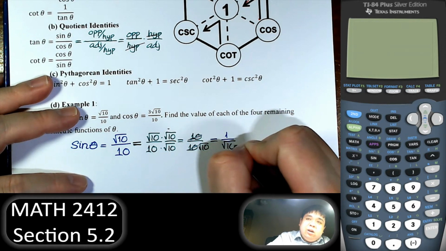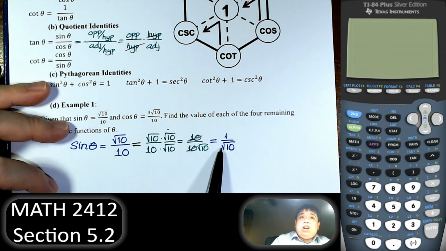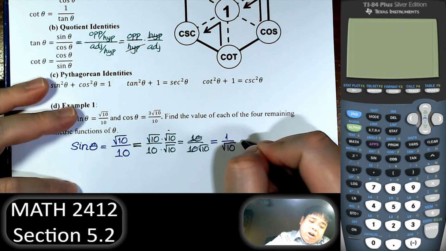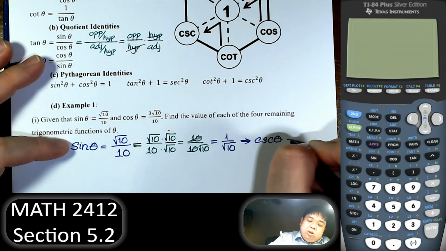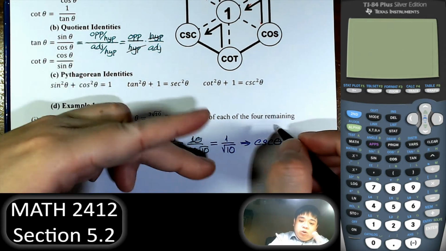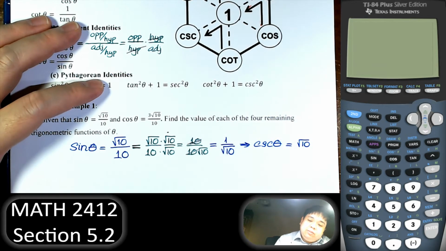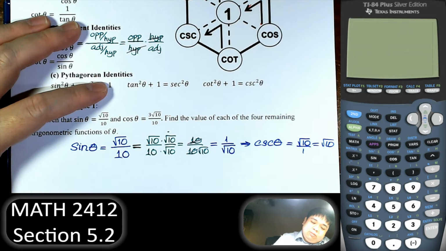But technically, we prefer not to write the square root at the bottom, so that's why we can write it like this as well. However, when we write like this, the cosecant is easy to find, because cosecant is the reciprocal of sine. So we're just going to flip. That gives us square root of 10 over 1, or just square root of 10.